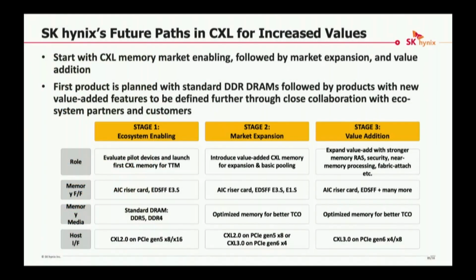So far, I have talked about the key values. In the following few slides, I would like to talk about our future path and plans and future visions in CXL. So we are planning to start with CXL memory market enabling, followed by market expansion and value addition. This is described here as stage 1, 2, 3. I would say we are currently at the ecosystem enabling stage.